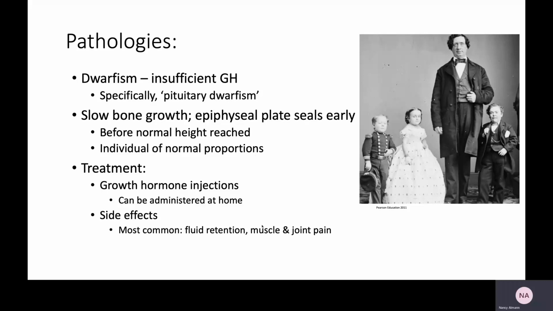So how are they treated? Growth hormone injections, which can actually be administered at home. There are some side effects, no surprise: fluid retention, muscle pain, joint pain.